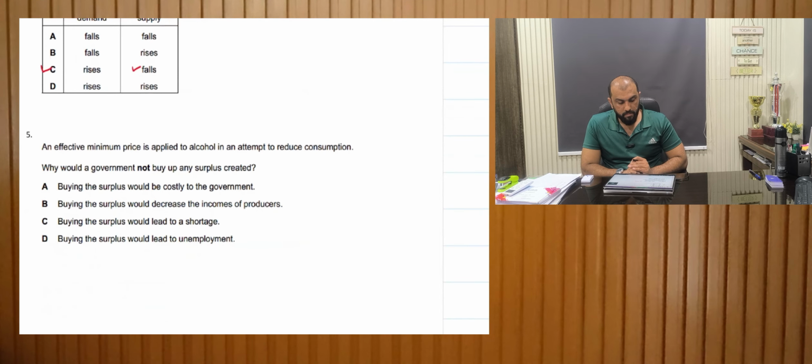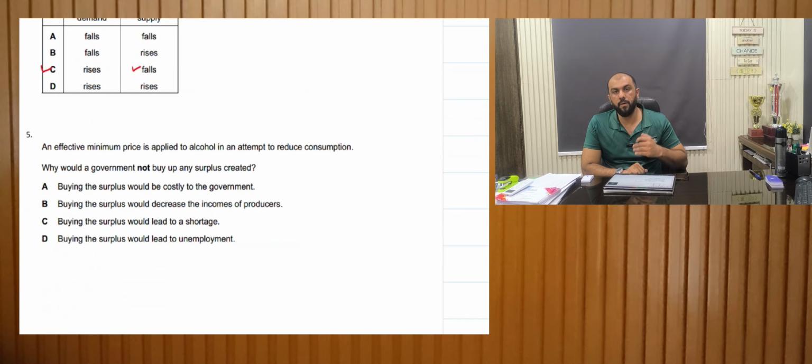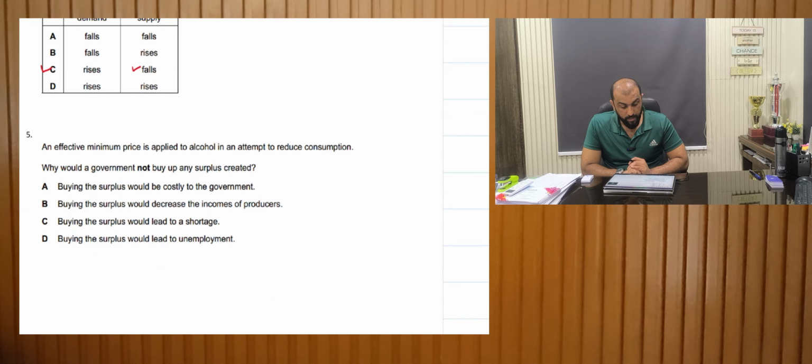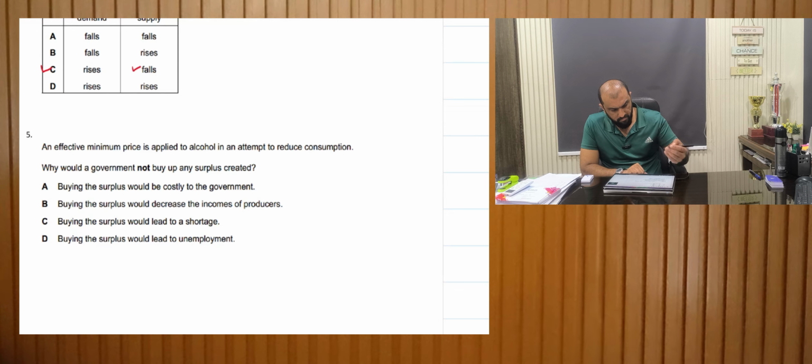An effective minimum price is applied to alcohol in an attempt to reduce consumption. Now, minimum prices are imposed above the equilibrium. Why would the government not buy up any surplus created? Buying the surplus will be costly to the government. Well, this is the right answer. It might be costly. Well, it's very common sense and this is right.